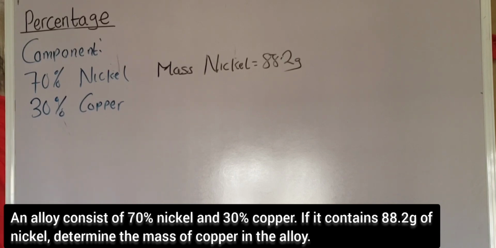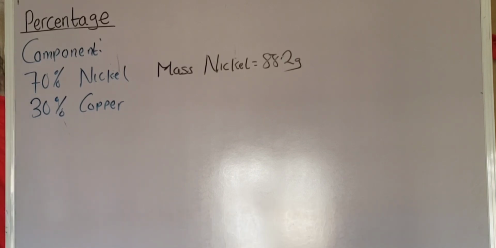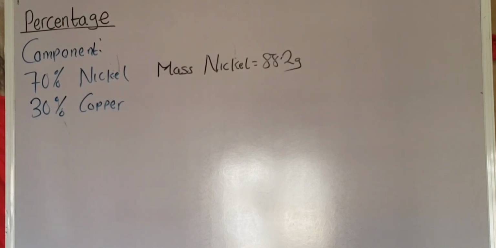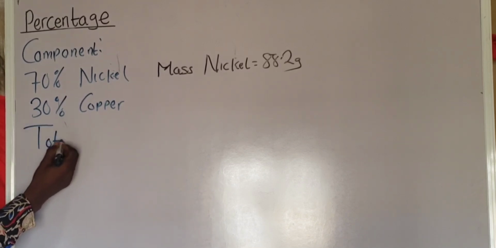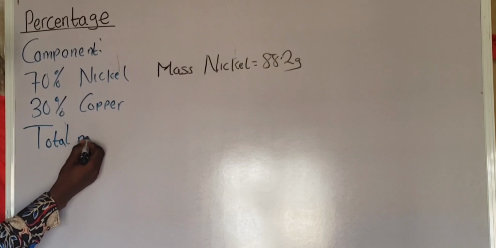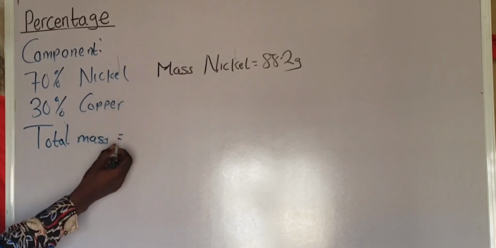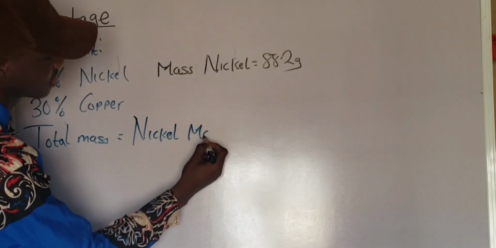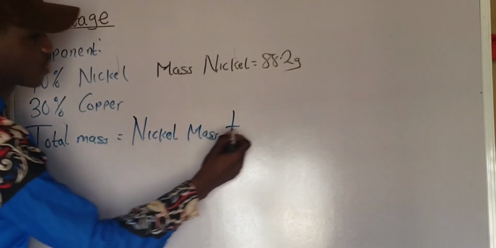To determine the mass of the copper that is present in this alloy, we need to determine the total mass of the alloy. The total mass of the alloy will be equal to the mass of the nickel plus the copper mass.